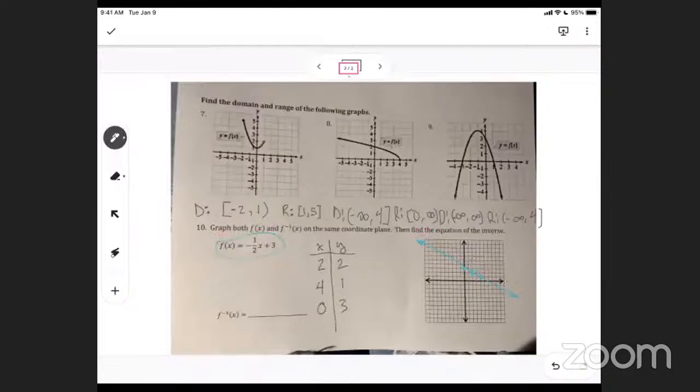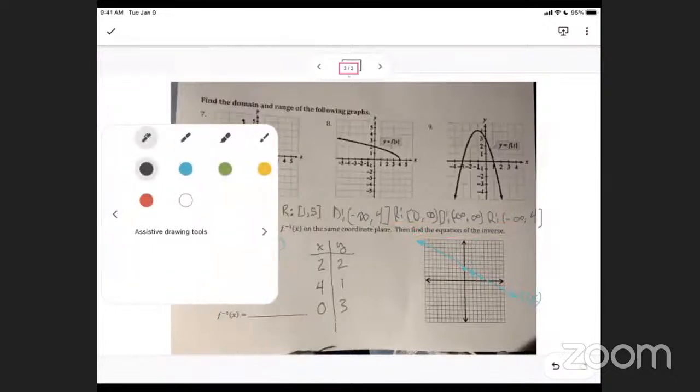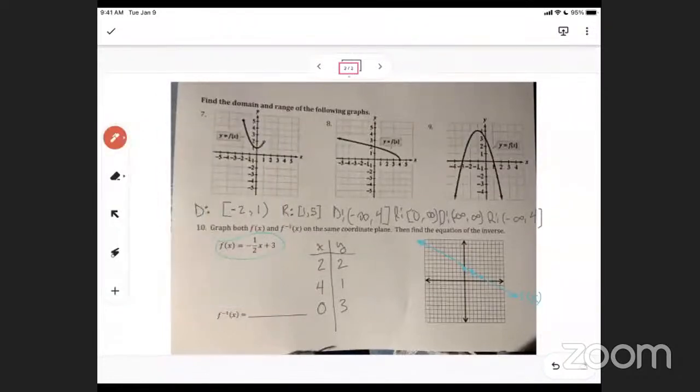There you go. Now to find the inverse function, which they didn't want us to find yet. It said then find the equation of the inverse. So we don't even know what the equation is yet, but I'm going to show you why it's really easy to graph this and you don't need the equation to graph it. You just reverse it, right? All you do, and I'm going to use red, is reverse the x's and the y's. You flip them. 2 and 2, 1 and 4, 3 and 0.